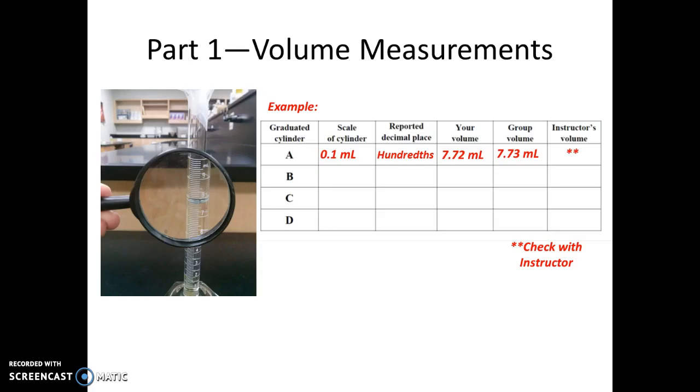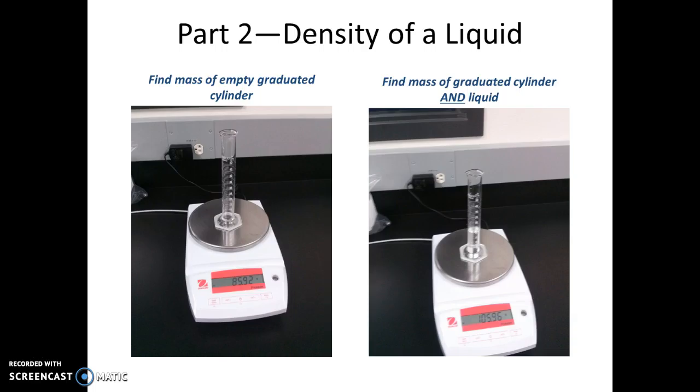The purpose of this table is that it gives you lots of practice with accurately measuring volume and recording the correct number of digits with your measurements. The next part of this lab, you're going to be finding the density of two different liquids. The two liquids that you'll be using are ethanol and water.